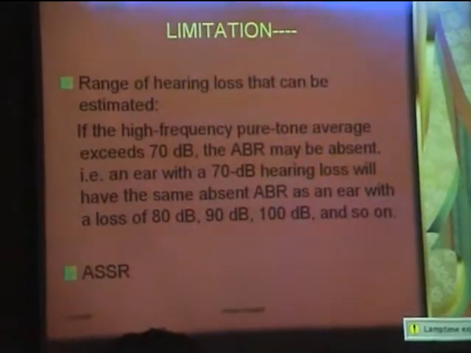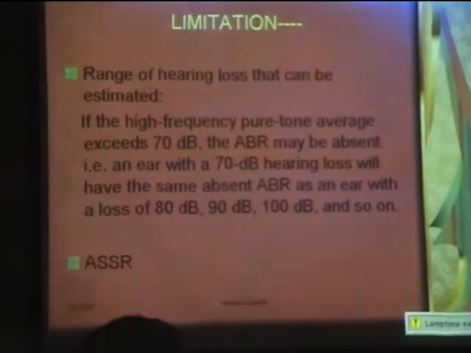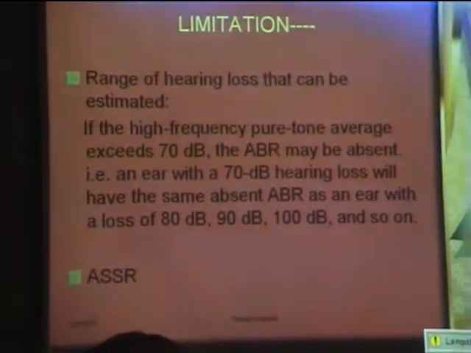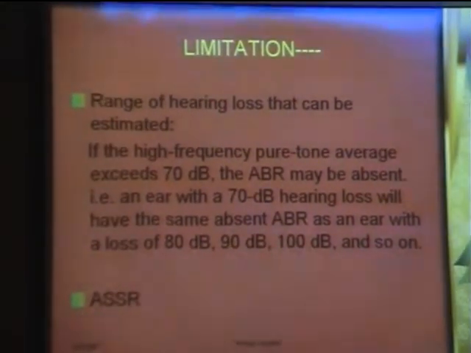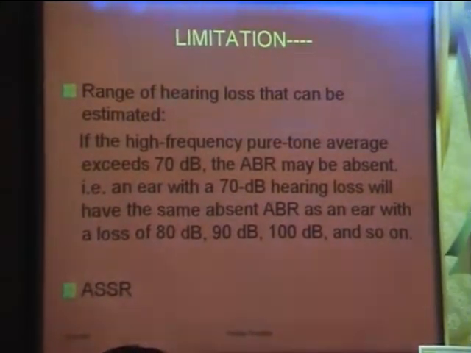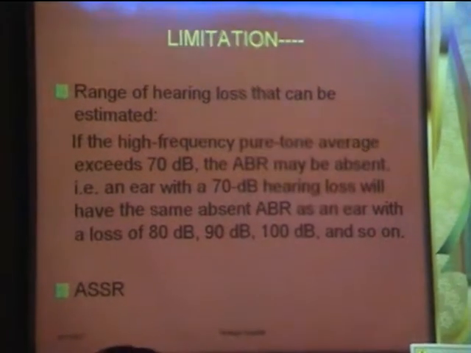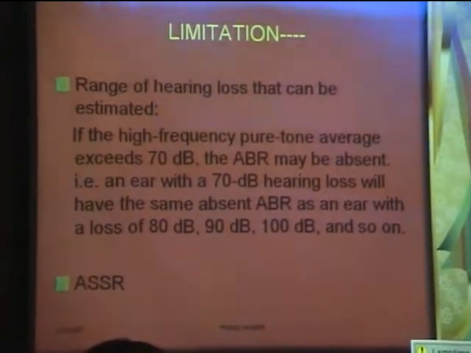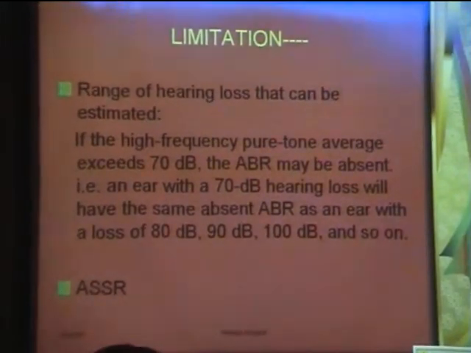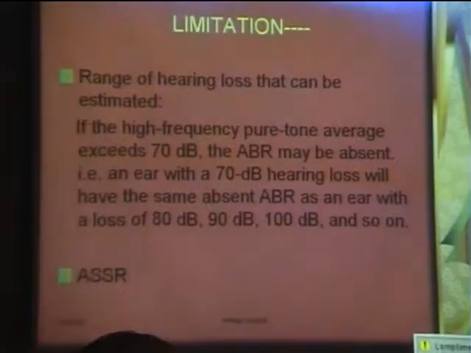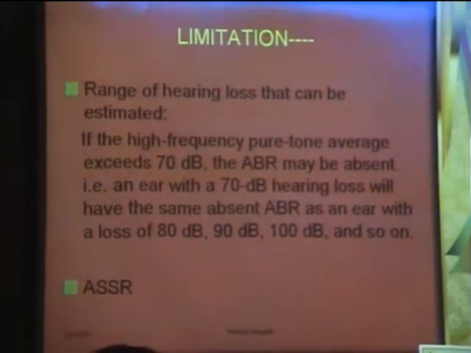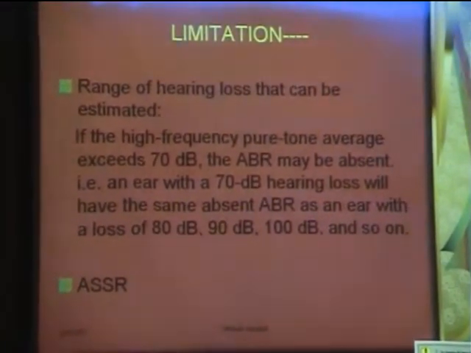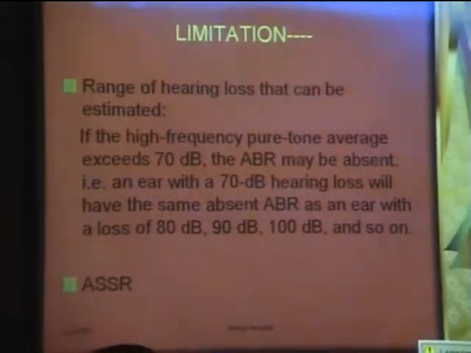Another major limitation, which is quite relevant to cochlear implant candidacy, is that the range of hearing loss which can be estimated using ABR is limited. This means that when we get no response on ABR, the child could have a loss of 80 dB or 90 dB or 100 dB, or it could be a typical 120 no response child. So the click evoked ABR will not give us an idea whether the no response means severe or profound or a dead ear. And as all of us know, this is a major limitation in cochlear implant candidacy as well as in decisions regarding what fitting should be done for the child.